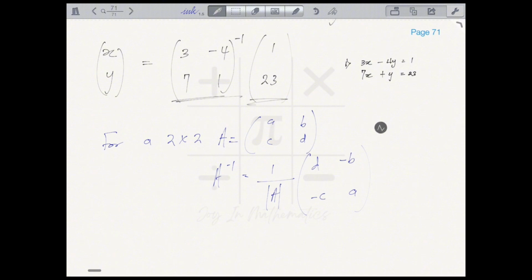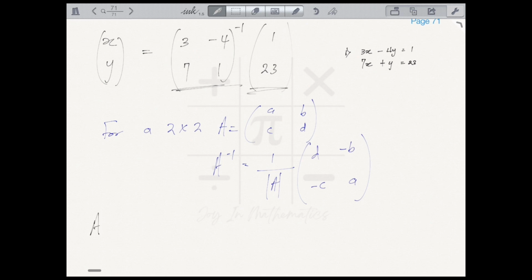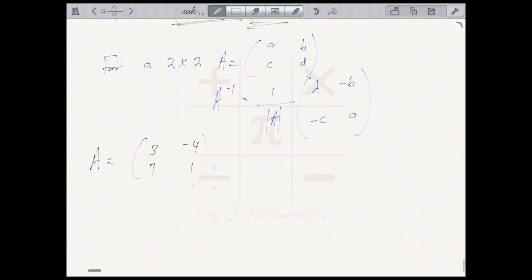It's simple. However, for a 3 by 3 matrix, we know we have to first evaluate the cofactor, and then after evaluating the cofactor, we look for the adjoint, and we perform the remaining operations. So now we know that A in this case is 3, -4, 7, and 1. So we have to evaluate the inverse here.